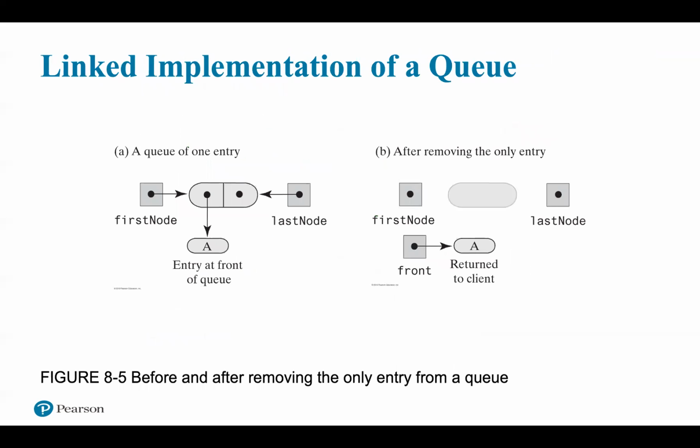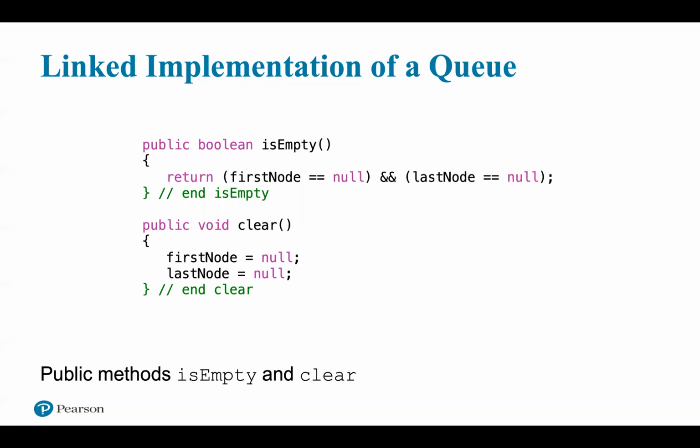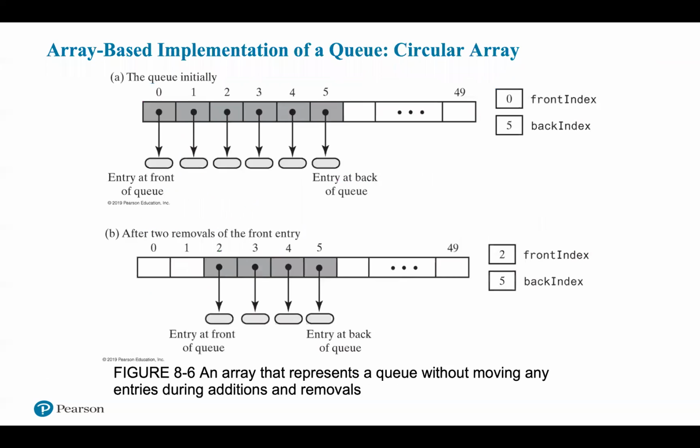And so here is the illustration. If the chain has only one node, dequeue would make the chain empty by setting both firstNode and lastNode to null. Here we see the rest of the class. We see the public methods isEmpty and clear, and their implementation is straightforward, as we just spoke about.